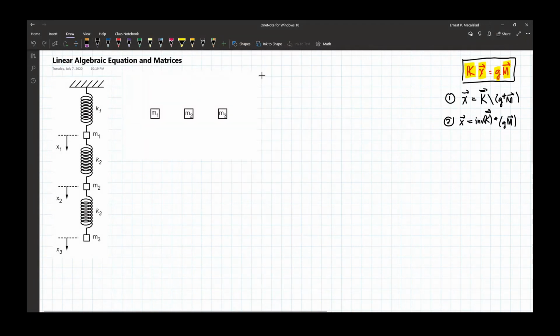oscillators. Okay, so what we have here is a coupled oscillator of three particles M1, M2, and M3. The spring constants of the three springs here will be K1, K2, and K3. So here we assume that the masses and the springs are not equal to each other. X1, X2, and X3 are the displacements of M1, M2, and M3 respectively, with respect to their respective equilibrium position.